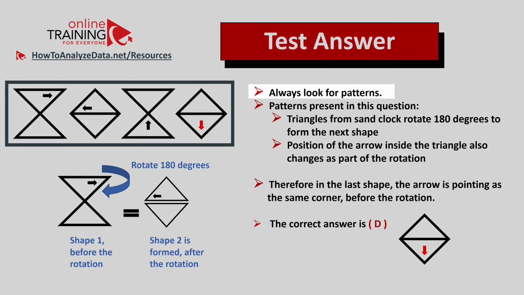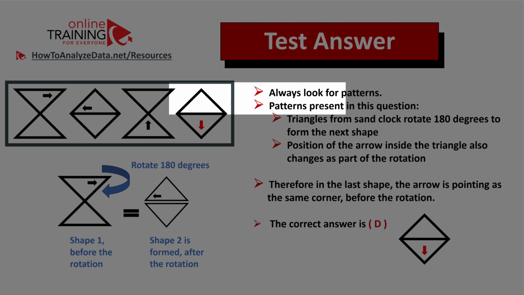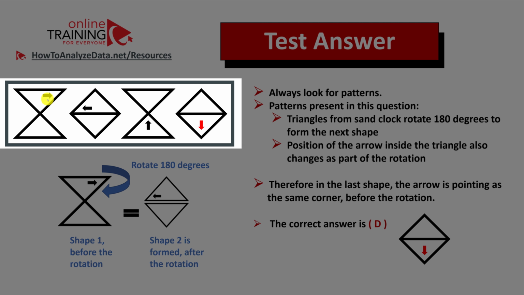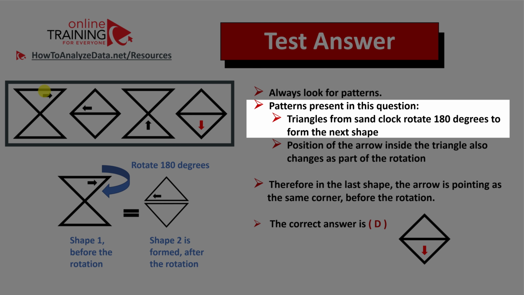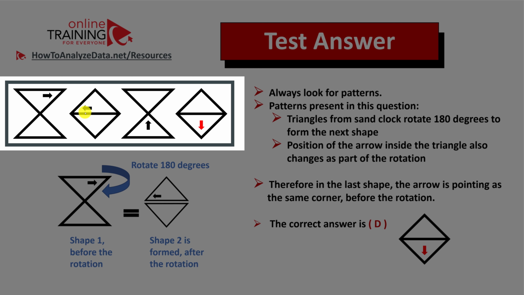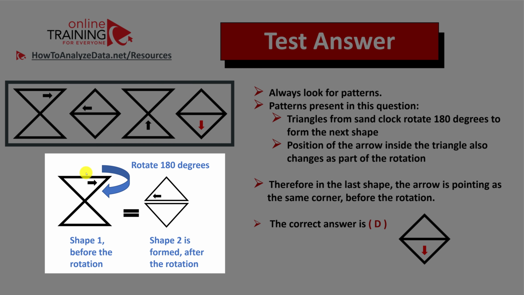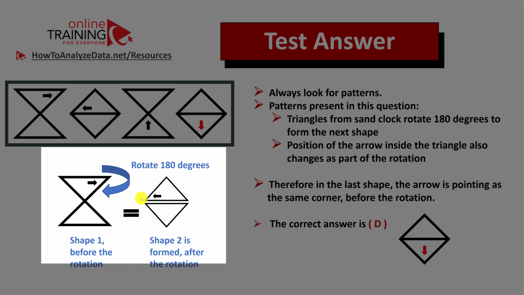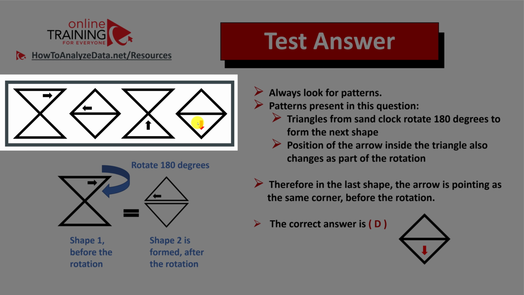As I mentioned, always look for patterns. And the pattern here is triangles rotation. If we rotate triangles from the sand clock and we rotate them 180 degrees, we'll get to the square. And that's exactly what's happening between shape number 1 and shape number 2. And this diagram below explains what's happening. Once you figure out the pattern, you know exactly how to calculate the location of the arrow in the shape number 4.